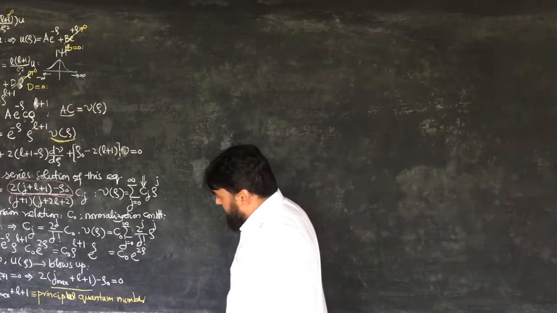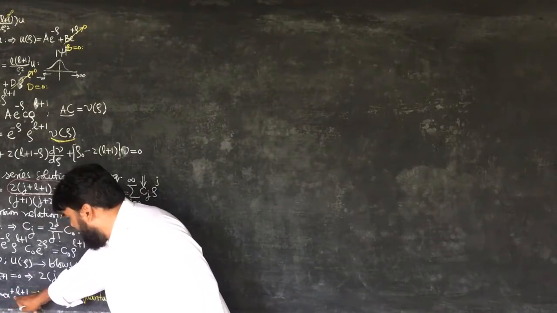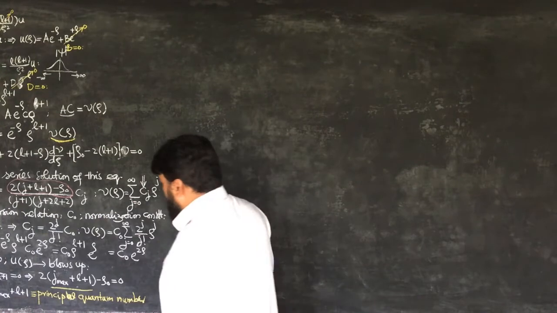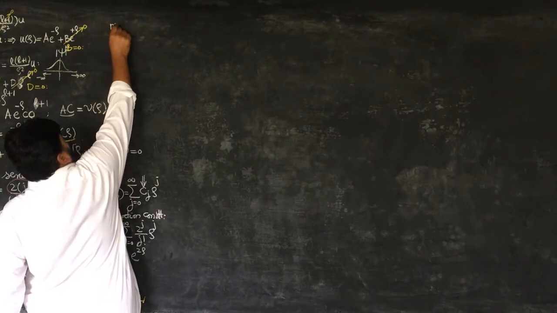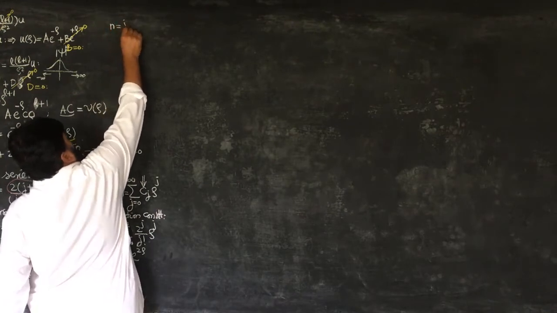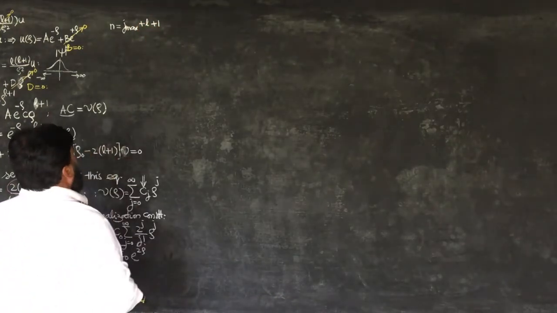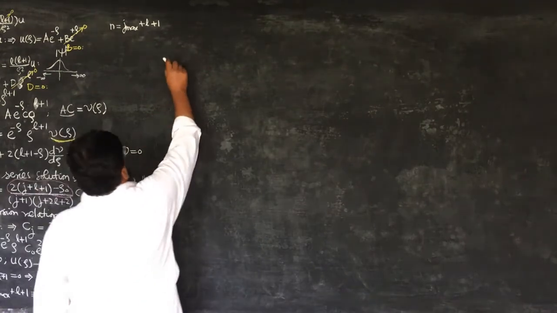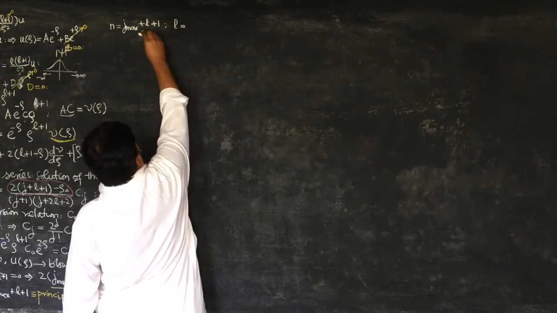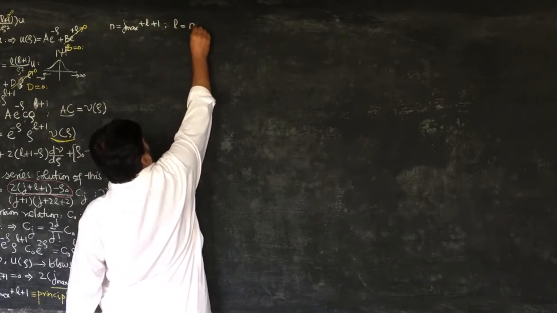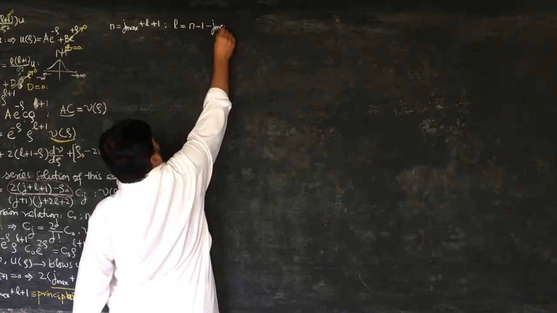Now we can see from here the relation between N and L. Let me write it again, that N here is equal to J maximum plus L plus 1. Now L is equal to N minus 1 minus J max.